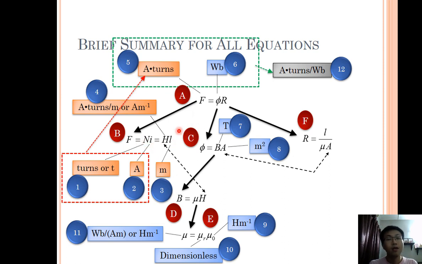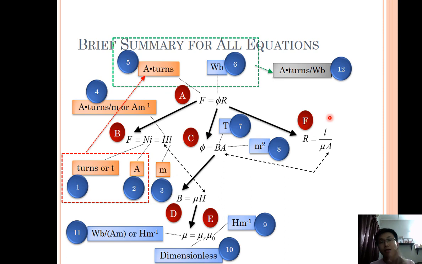Step C, we go to flux. Flux equals BA. Then step D, B equals mu H. Mu equals mu r mu naught. Then step E, R is L over mu A. Mu equals mu r mu naught. And then this A is interrelated, this H is interrelated, this mu is interrelated. So A, B, C, D, E, F first.